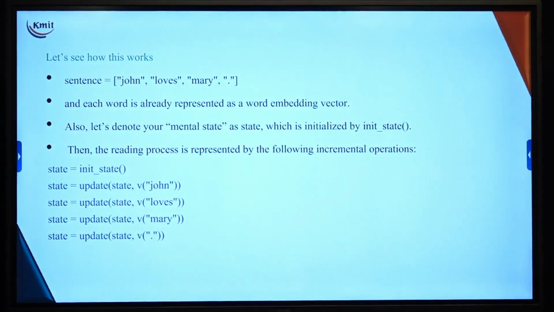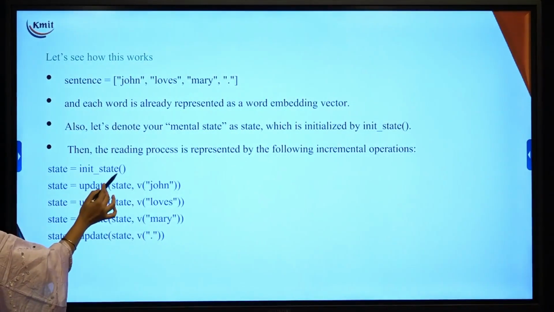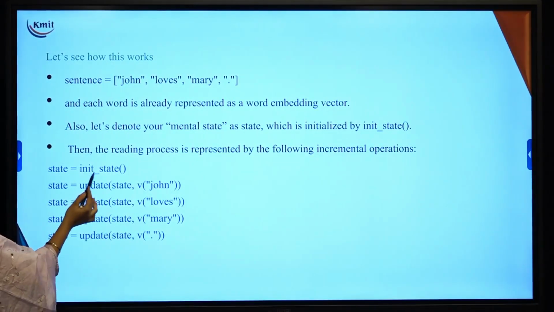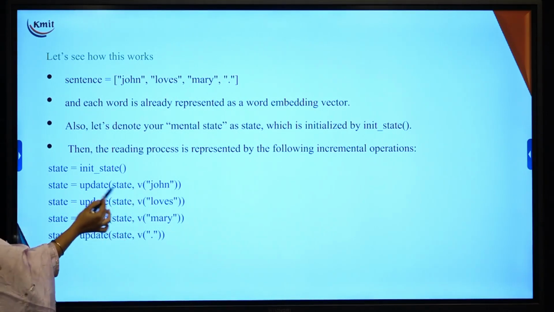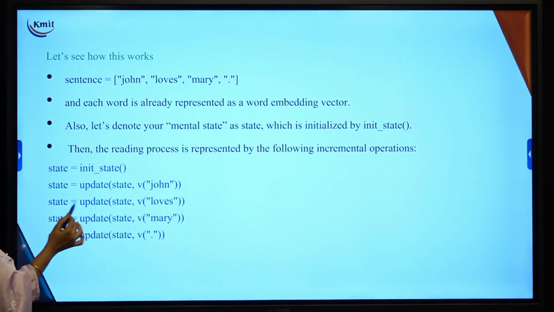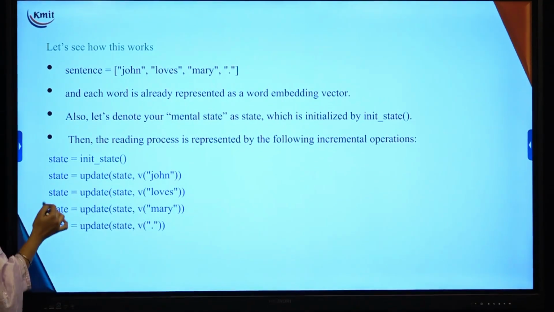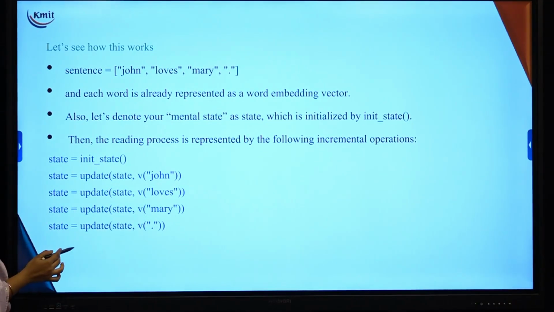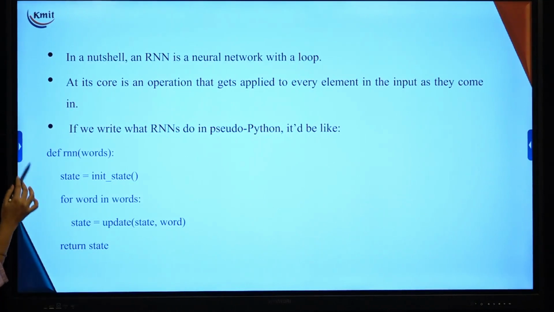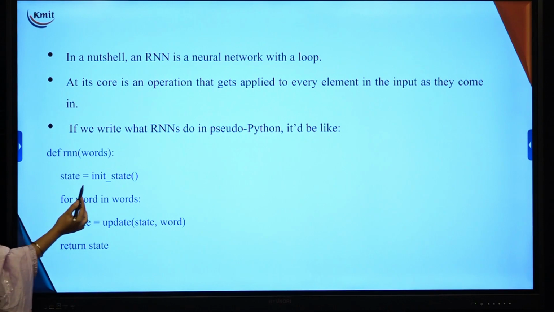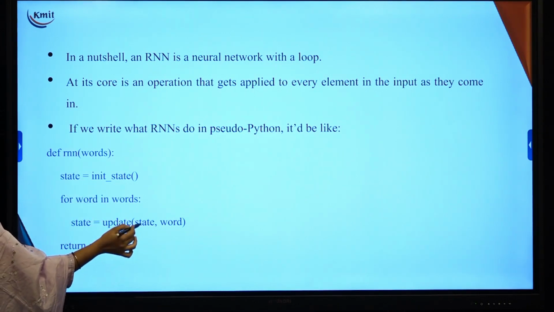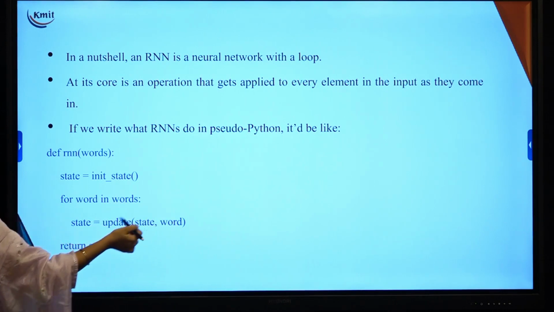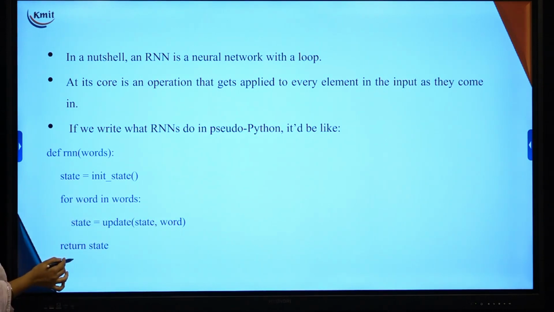First I take my initial state and update this initial state with each and every word embedding. So first it will be John, the next state would be John loves, and the third state would be John loves Mary. When I take a simple pseudocode for this RNN, I take an initial state. For each word, I update the state with the current state and the next word that is coming, and go back to the state.